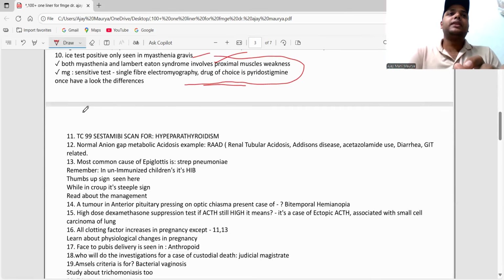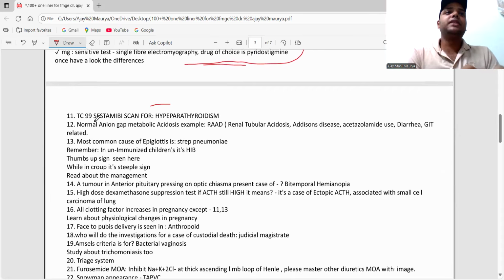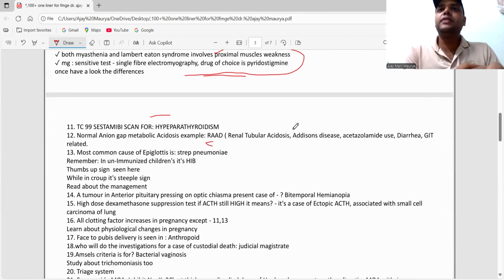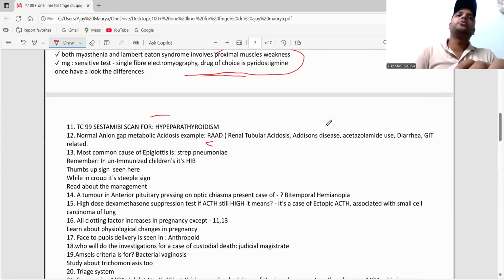Next one is the technetium-99 sestamibi scan, which is done for hyperparathyroidism. Next one is the normal anion gap metabolic acidosis example. RAD means renal tuberculosis, Addison's disease, steroids, diuretics and diarrhea, and GIT related problems. These come under normal anion gap metabolic acidosis, and all the remaining ones come under high anion gap.